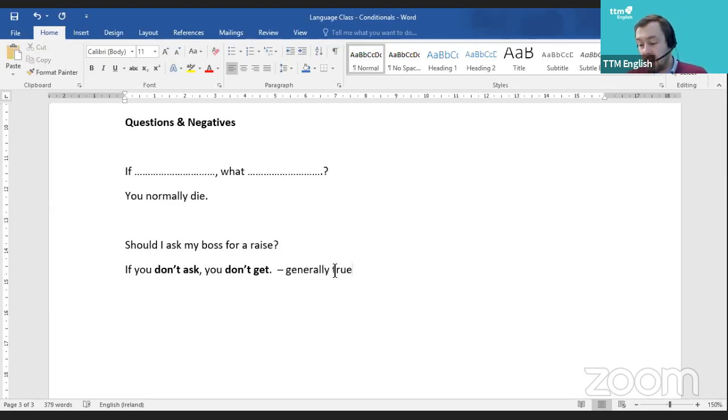So if I've got a banana here, if you wanted my banana, you could ask for it. Do you know what I would say if you asked for my banana? No. Yeah, I'd say no. But if you don't ask, you definitely won't get it. So if you don't ask, you don't get. So zero conditional, generally true, normally true, but it's not really about you. It's not really about this situation. It's just in general. Okay, let's talk about the questions.